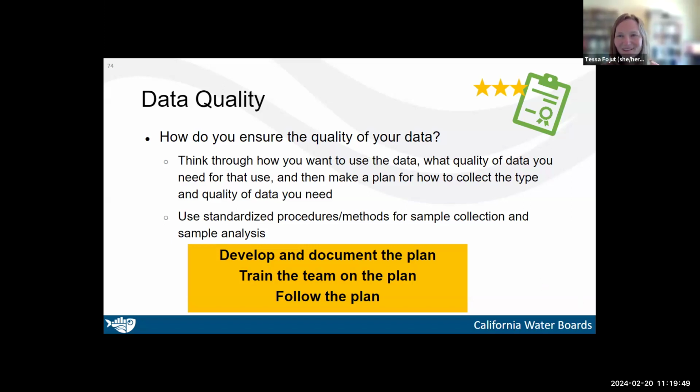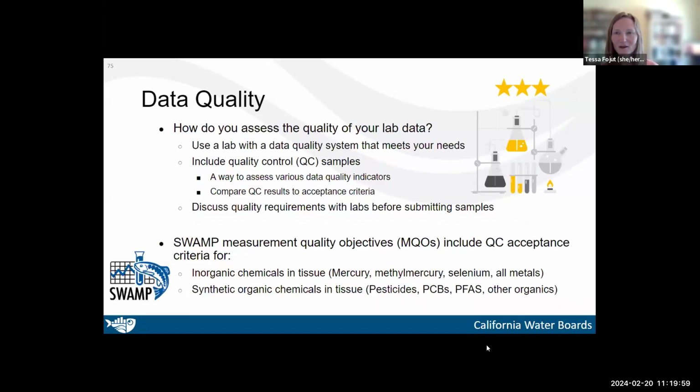I know it seems simple, but I think sometimes people just feel like a QAP is this annoying requirement, but it really does serve a purpose. It can be a good tool.